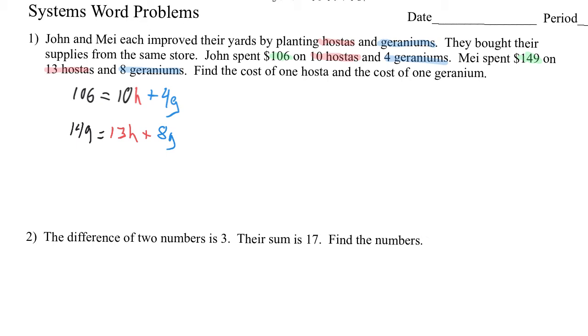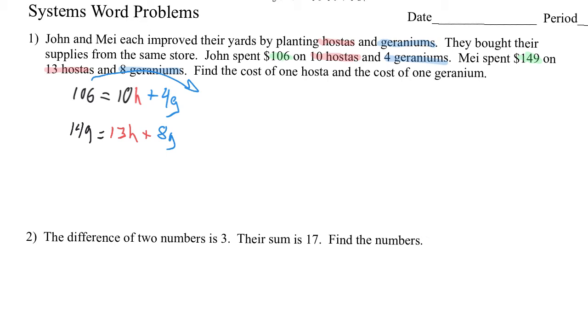So with this one, it's set up a little differently than the equations that you've seen on the previous assignments, but you can move the 106 and the 149 to the other side if that makes you feel better. You can work with it as it is. Notice I'm not using X's and Y's anymore. I used a letter that represented the hostas and a letter that represented the geraniums. You could use X and Y.